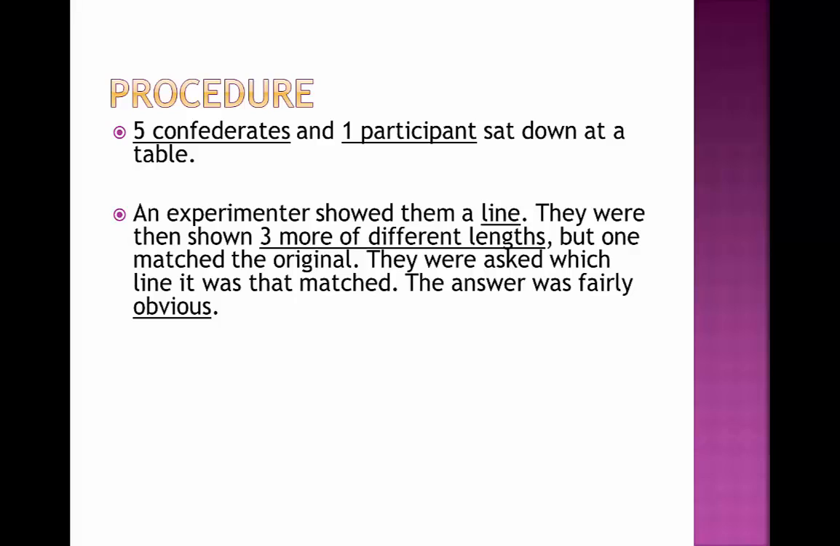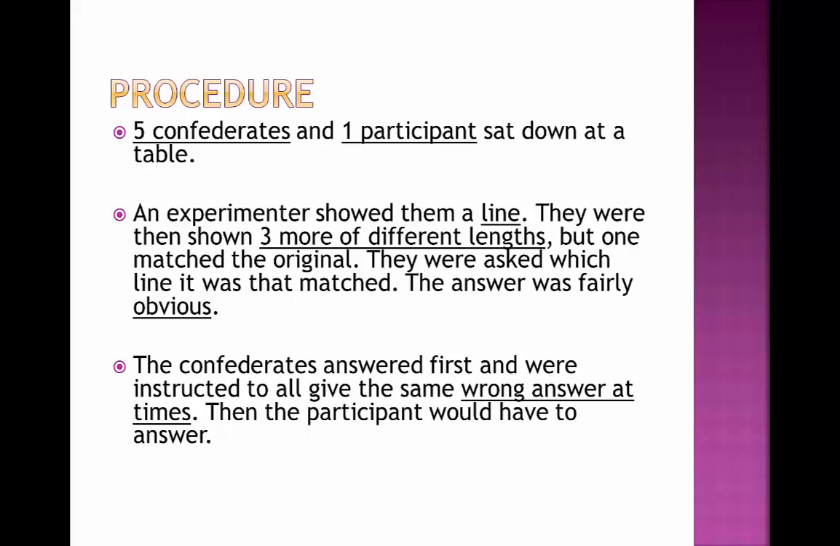An experimenter who was running the investigation showed them a line. The investigator knew that there were five confederates and one participant. They were shown three different lines of varying lengths after they were shown the original line, and they were put one against the other so they could compare their lengths. Only one of these three lines actually matched the original, and they were asked which of the lines matched. The answer was always fairly obvious, so the results could not have been based on someone misinterpreting the lines.